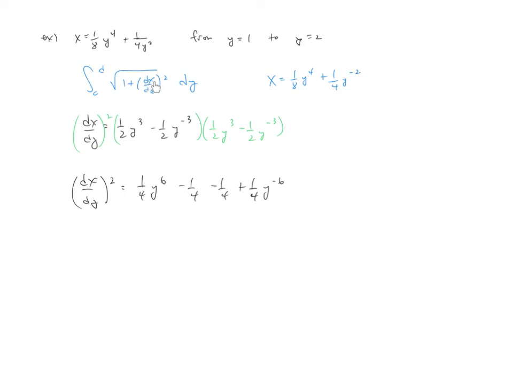But we've got our quantity squared now, so we need to add 1 to it. So I'll take this and add 1. I'm going to combine these two things and that in my next step. That's going to give us 1/4 y to the sixth plus 1/2 plus 1/4 y to the negative sixth. Now, remember, I'm about to place this underneath a radical and still need to be able to integrate it.